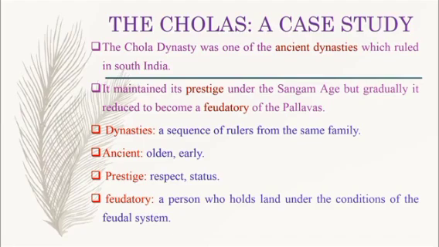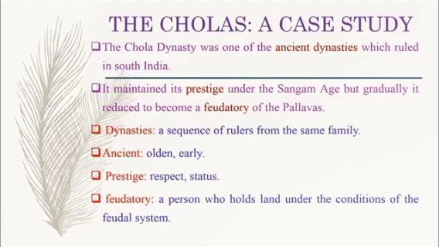Now let's see some keywords. Dynasties, ancient, prestige, feudatory. Dynasties means a sequence of rulers from the same family. Ancient means olden or yearly. Prestige means respect or status. Feudatory means a person who holds land under the conditions of the feudal system.